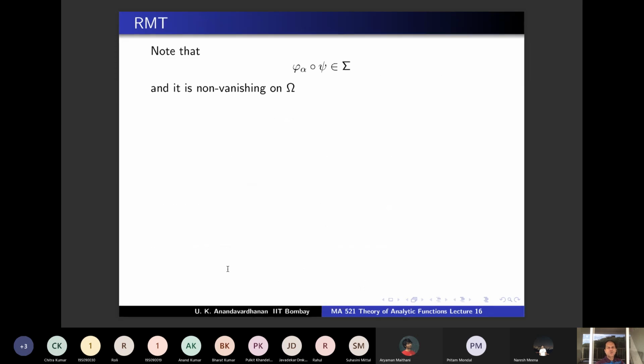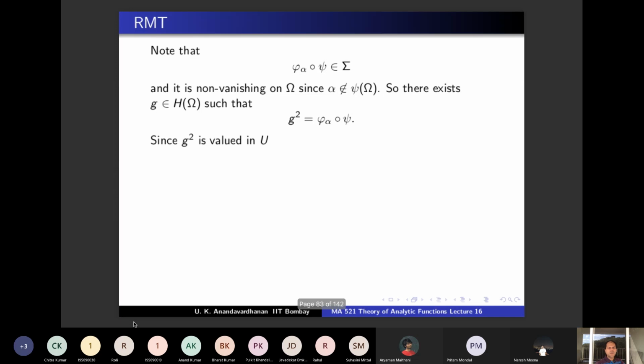Now you know what we are going to do, right? Take its holomorphic square root. So there exists a G in H omega such that G square is phi alpha composed with psi. Yes, existence of a holomorphic square root for an everywhere non-vanishing function.